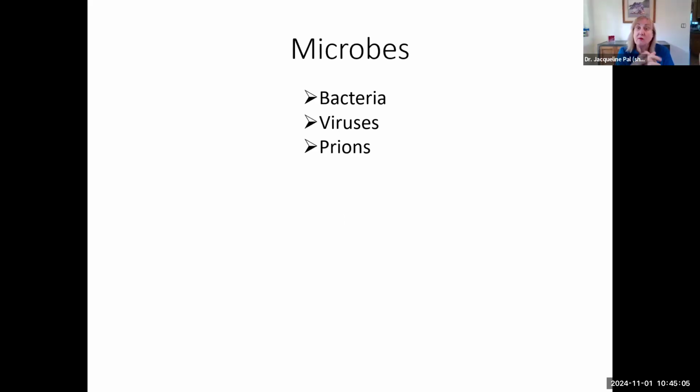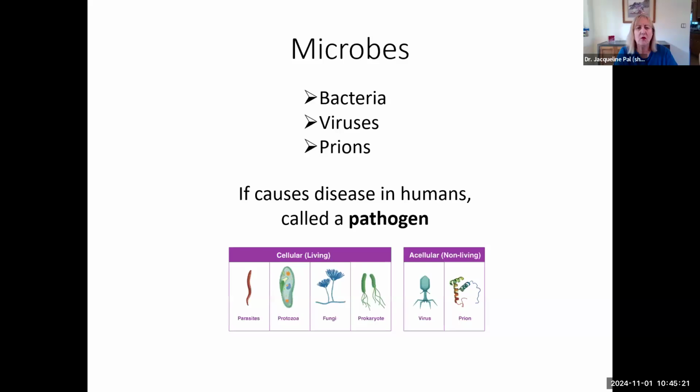So when we're talking about microbes, we're talking about microscopic organisms, okay? Microscopic things: bacteria, viruses, and something you may not know anything about, things called prions, which I'll explain to you in a few minutes. If it causes diseases in humans, it's called a pathogen, okay? So not all microbes are pathogens. But we have some pathogens which are living cells, such as parasites or protozoa or fungi, like athlete's foot, bacteria, and some that are not alive, that are not cells, and these are our prions and our viruses.